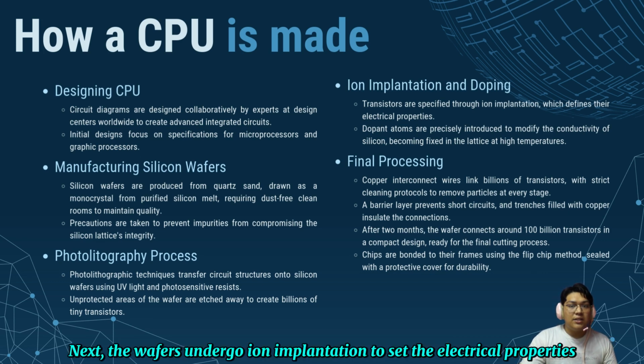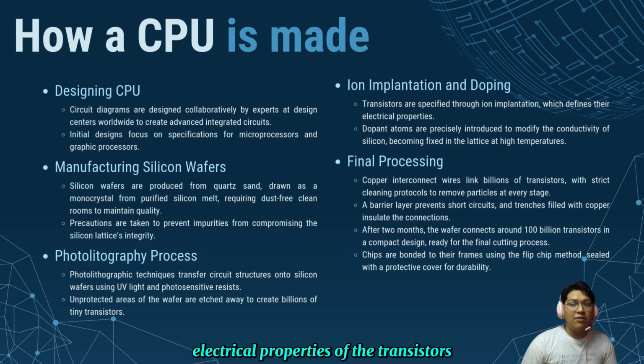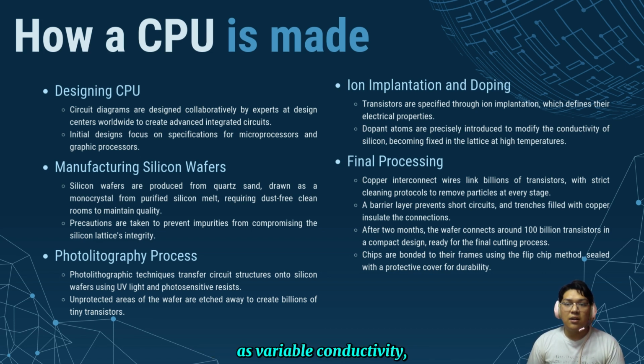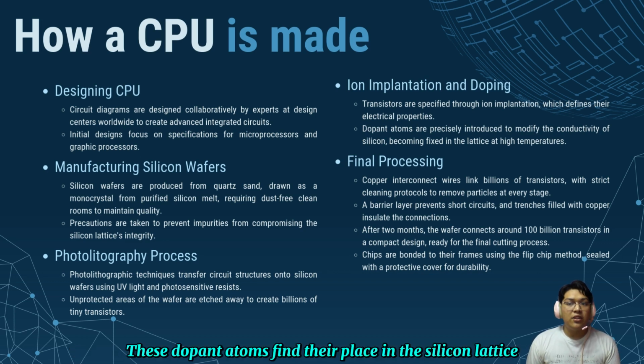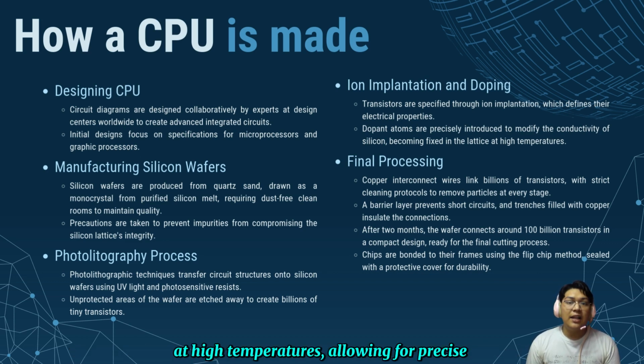Next, the wafers undergo ion implantation to set the electrical properties of the transistors. Silicon being a semiconductor has a variable conductivity, which is adjusted by introducing dopant atoms into the silicon structure. These dopant atoms find their place in the silicon lattice at a high temperature, allowing for precise control over the material's conductivity.